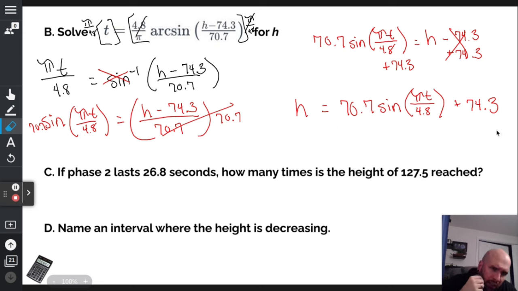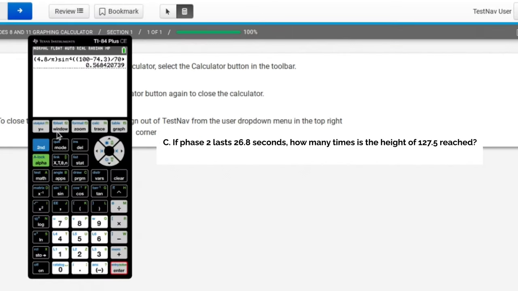So what I'm going to do is graph this guy now. And I'm going to also graph 127.5 and see how many times my sine function is going to cross 127.5 over the interval that I'm given right there, 26.8. All right, now I'm going to do a little bit of the graphing. I'm going to graph the function that I just came up with, 70.7 sine. What do I have? Pi t. So t is x. Divide that by 4.8. Close the parentheses.